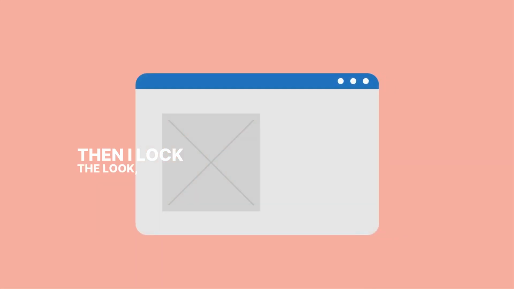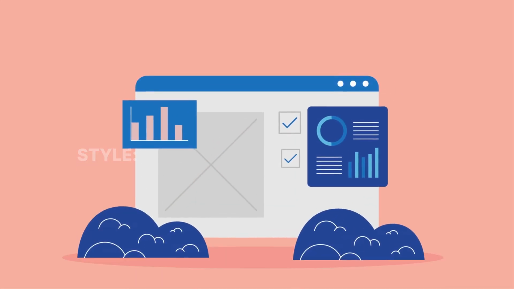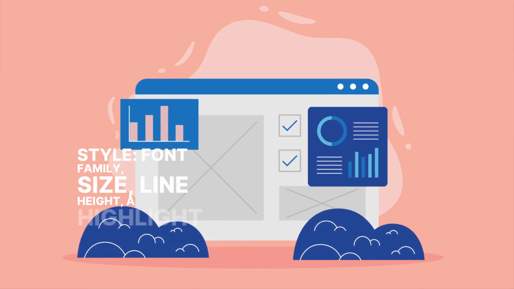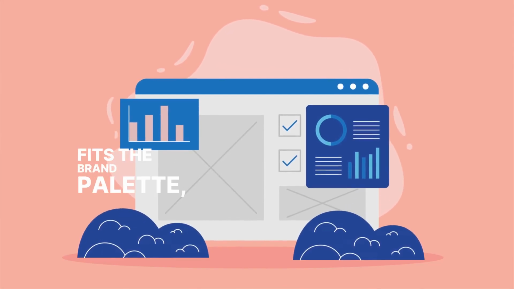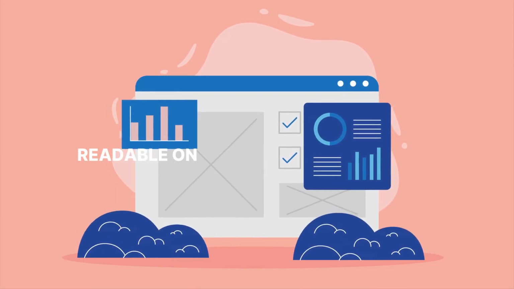Then I lock the look once. Inside Vizard, I set my caption style, font family, size, line height, a highlight color that fits the brand palette, and a subtle stroke so it's readable on low brightness.